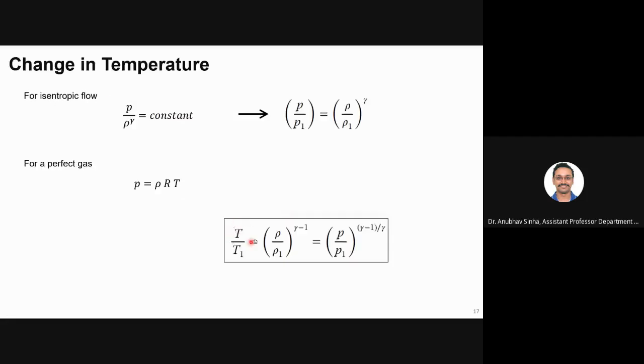In this equation, you can see that in a flow, if we have a change in pressure or density, then temperature is also changing. By knowing how much your pressure or density has changed, you can calculate the change in temperature. If you know state one, where you have P1, rho 1 and T1, you can calculate T for any given pressure or density. We'll look at various examples and numericals, then it might be more clear.